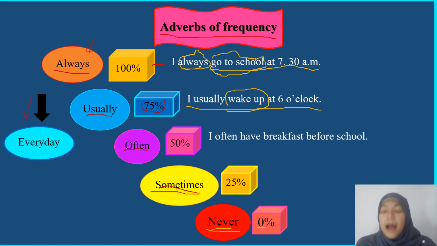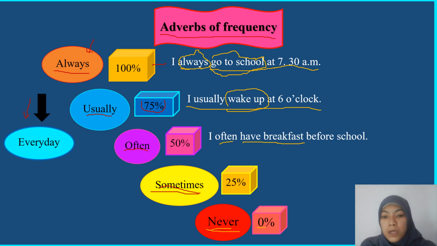And then I often have breakfast before school. So in English, if you have lunch, breakfast or dinner, you don't say eat breakfast, eat lunch or eat dinner, but you have to say have breakfast, have lunch or have dinner. But if you are eating something like chicken, you say eat chicken, eat strawberry. So you have to use the word eat. But for breakfast, lunch, dinner, you cannot say eat. You have to say have. So I often have breakfast before school.